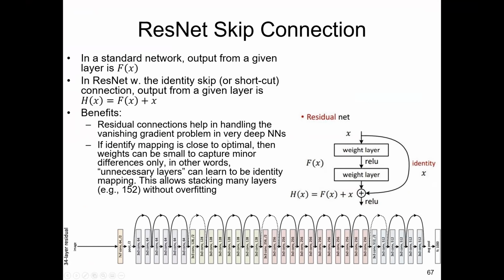The benefits are that residual connections help in handling the vanishing gradient problem in very deep neural nets. A vanishing gradient is when you have so many layers. In ResNet, it's over 100 layers. If you don't have the skip connection, then when you backpropagate, you may have a very strong gradient signal at the later layers close to the output, but gradually, as you go towards the input, the gradients trend towards zero. They're vanishing. So by adding skip connections, you can avoid that problem.